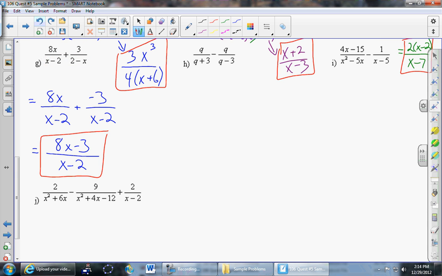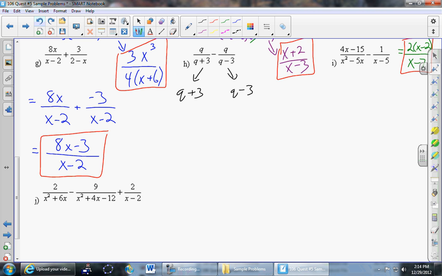Part H, q over q plus 3 minus q over q minus 3. Okay, now we need to start worrying about LCD. So I'll write some of the details. When we did these in class, we had a big space. I don't have as much space here, but let's just start to list as much as we can from what we did in class. So the idea was to factor the denominators separately.